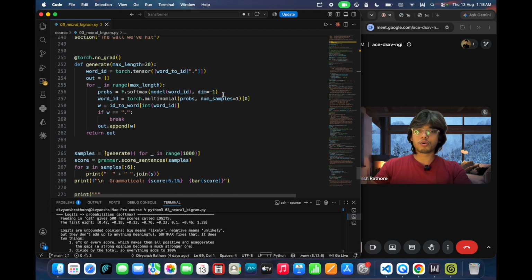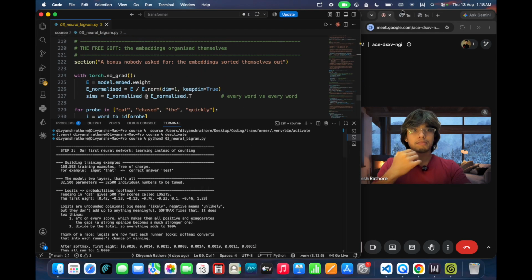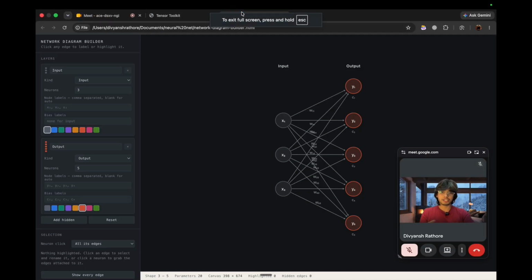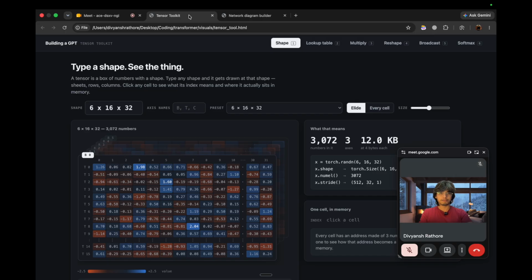We'll be going through the code, and I'll be showing you some great visualizations of tensors and neural networks. So it's going to be a fun session, and with that, let's get started.